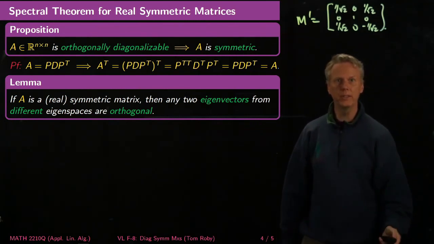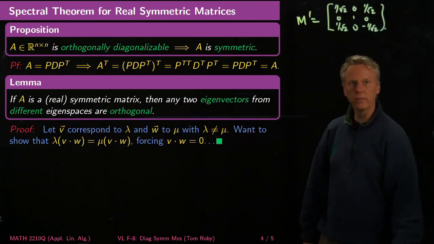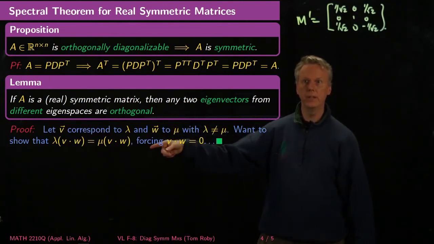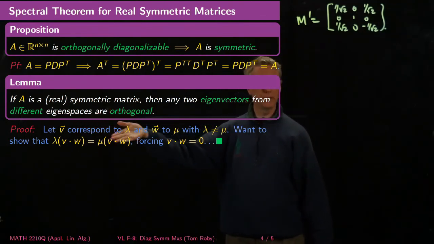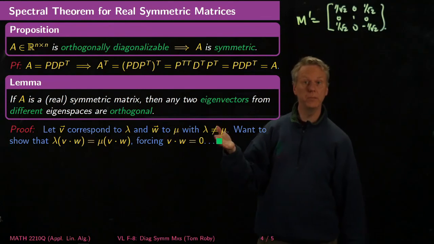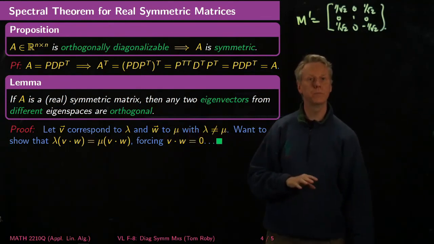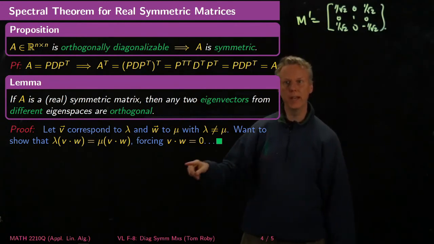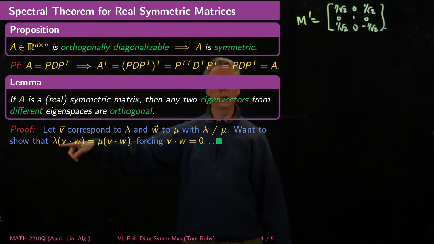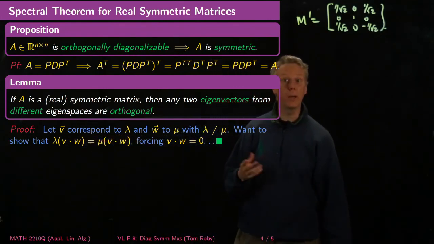Right, so why is something like this true? Well, here's the start of the proof, and I'll finish it off by hand. Suppose that I've got one vector v that's an eigenvector corresponding to lambda, and w corresponds to mu, and lambda and mu are different. So they correspond to different eigenvalues. Then what I want to claim is that lambda times v dot w will be the same as mu times v dot w.